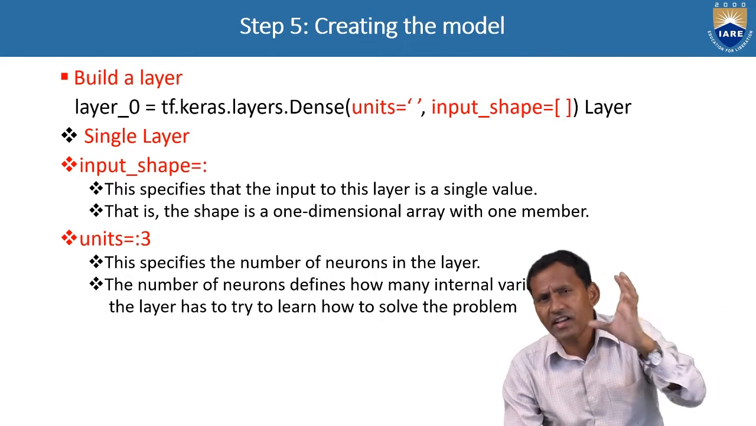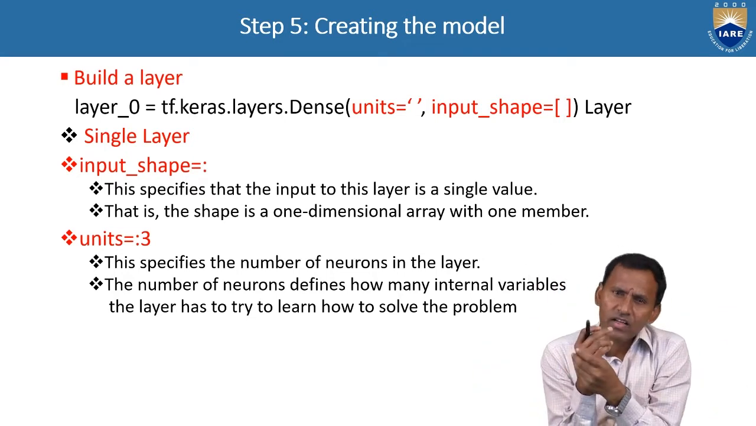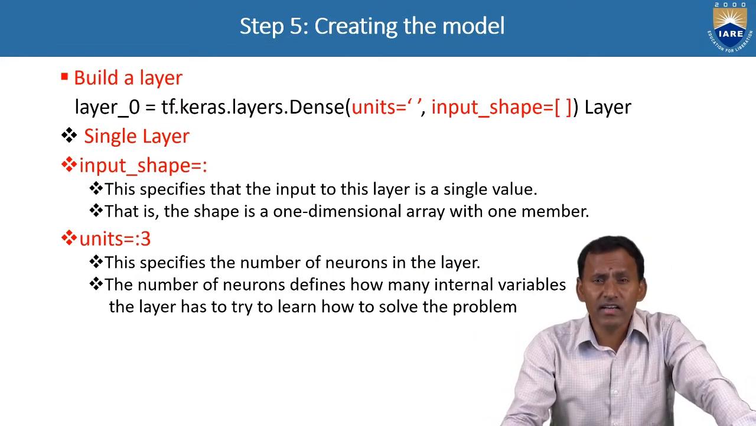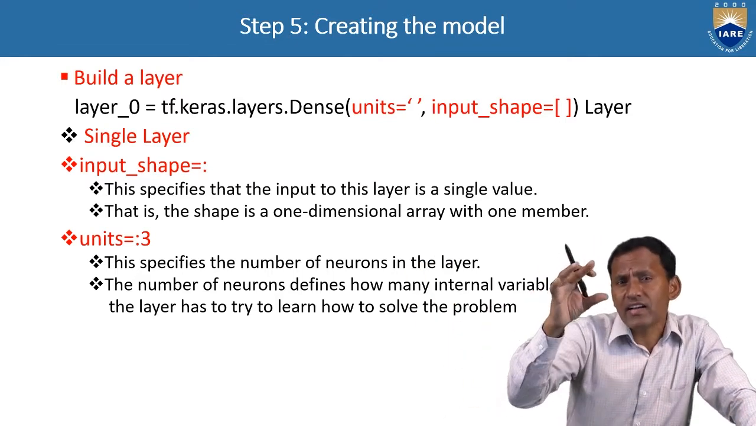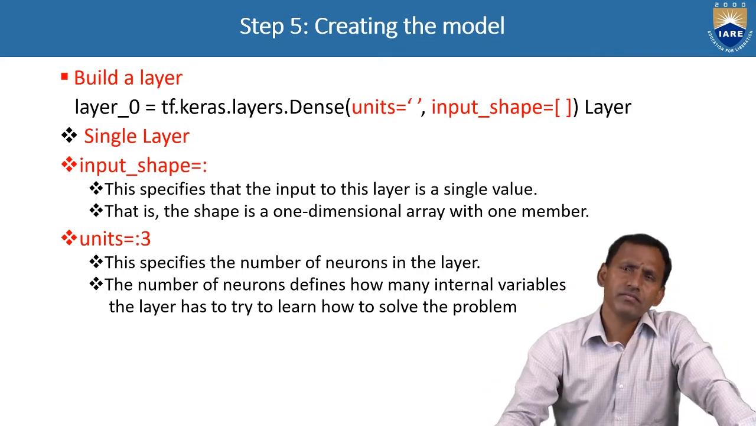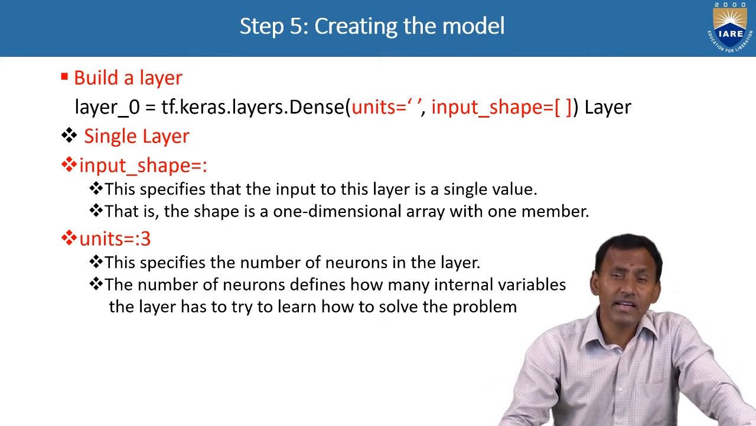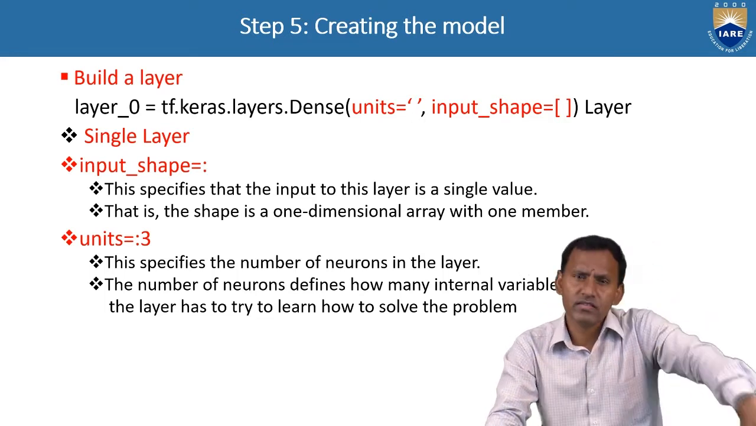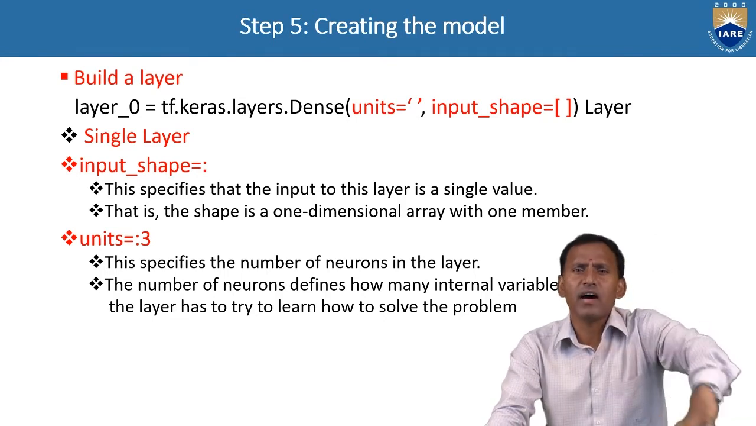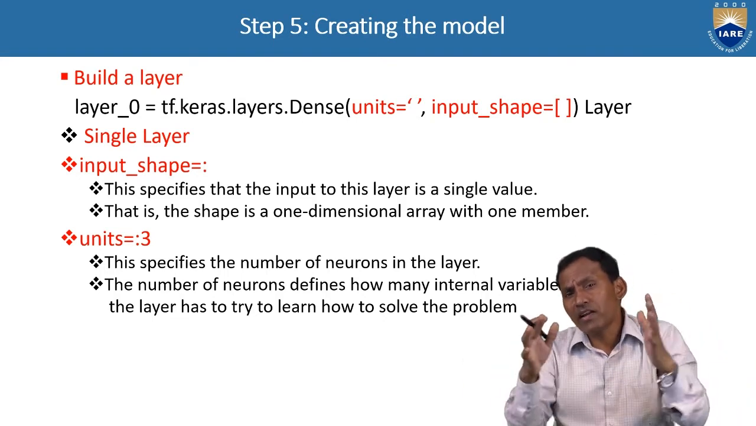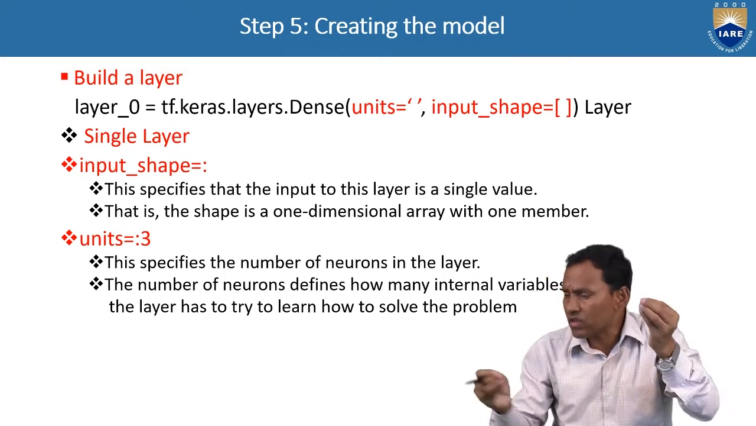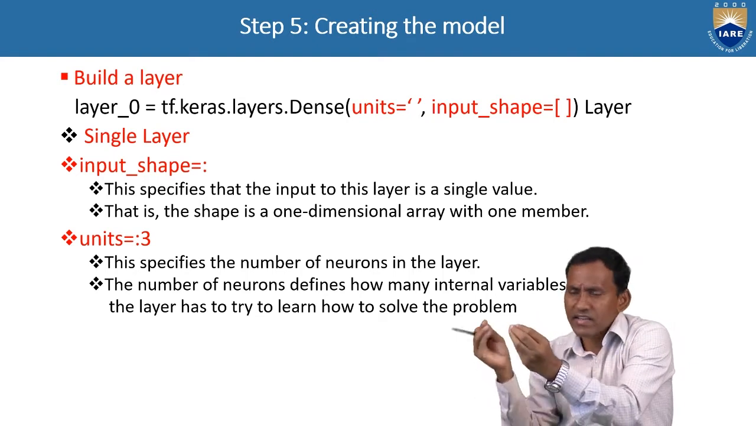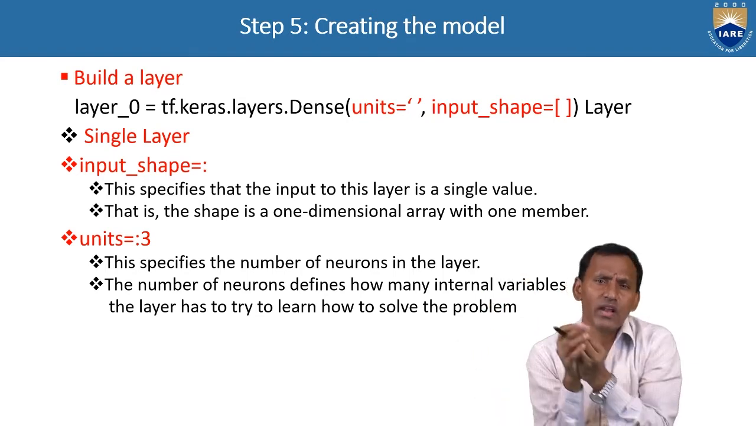Before creating the model, first of all, we have to build a layer. The model contains a number of layers, right? A layer contains a number of neurons. A layer may contain one or more neurons, meaning data in the form of arrays. We can develop a model with one layer or multiple layers, and a layer can contain one neuron or multiple neurons.